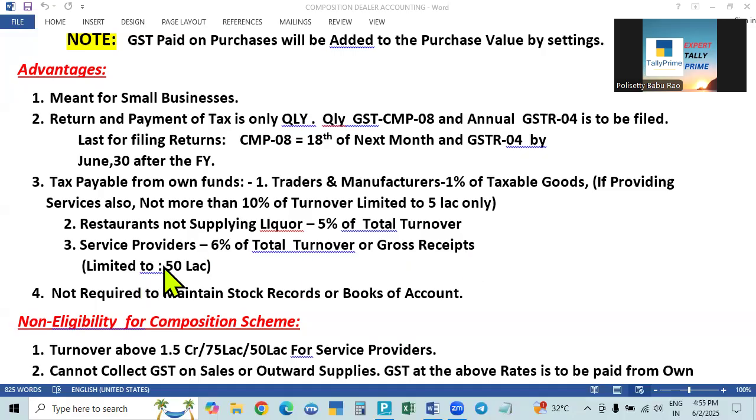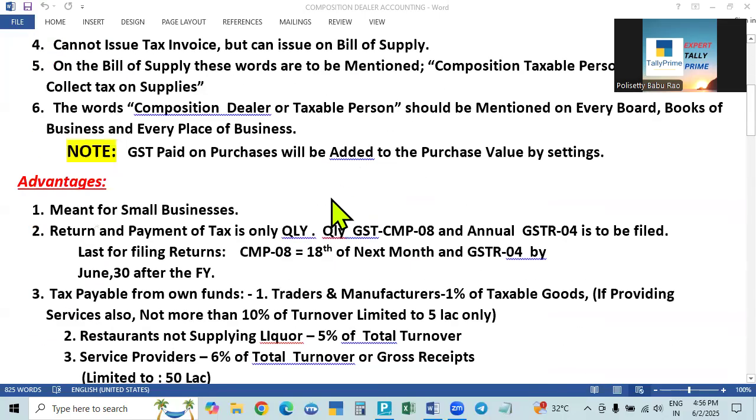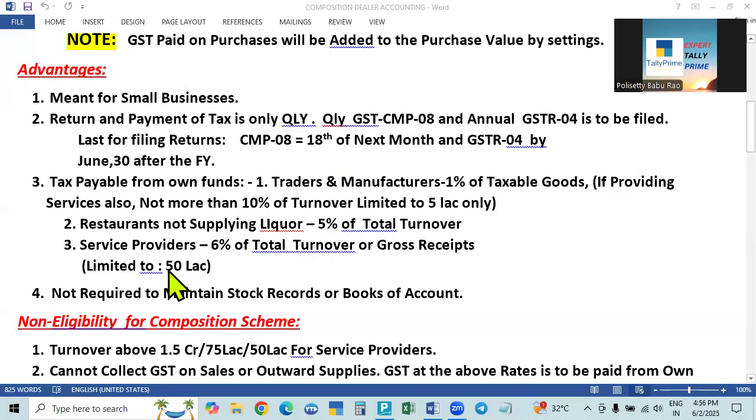But for the service providers, the limit is 50 lakhs. For the trader, manufacturer, restaurant, for all these, the limit is 1.5 crore in the case of normal states, and in the case of special category states, 75 lakhs. For the service provider, only 50 lakhs, not 75 lakhs or 1.5 crore. Anywhere, his limit is 50 lakhs only.